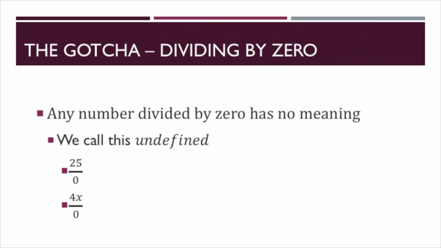Now, we talked about dividing into 0 as 0, but what happens if we're dividing by 0? What we want to realize is that any number divided by 0 has no meaning, and we call this an undefined value. So if we take 25 divided by 0, there's no number times 0 that's going to be 25, so this is undefined. If we have 4x divided by 0, it's also undefined because no number times 0 is 4x.